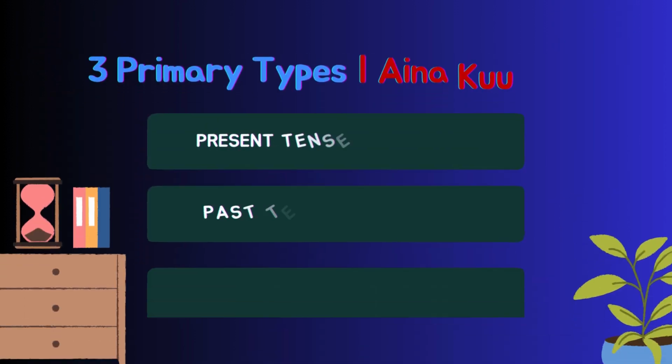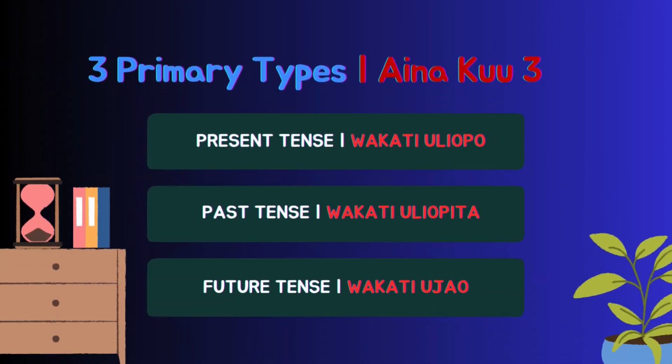In English, there are 3 primary types of tenses. 1. Present tense, used to describe actions happening now. 2. Past tense, which is used to tell us about action that happened in the past or before now. And 3. Future tense is used to inform us about actions that have not happened but are expected to take place after now.